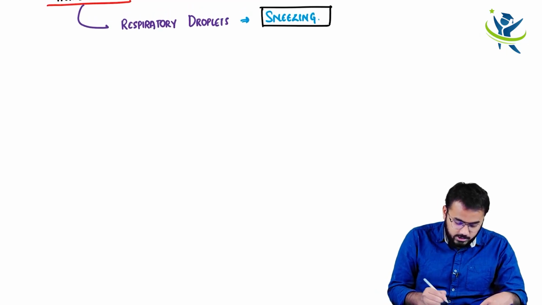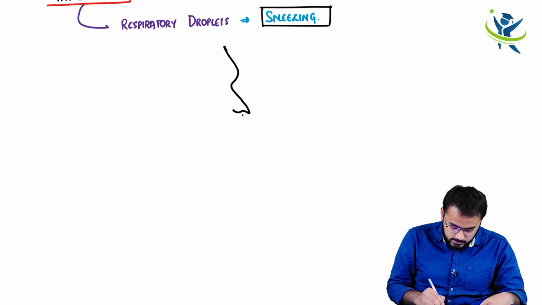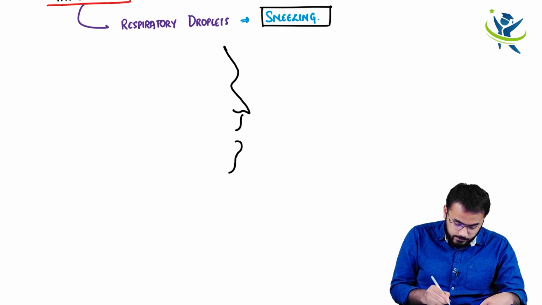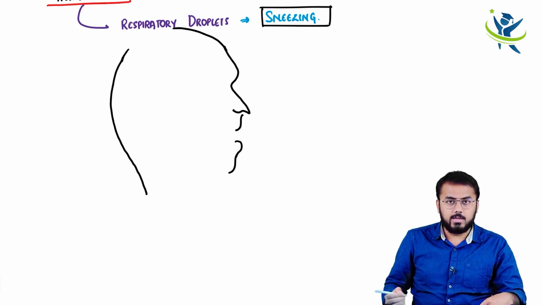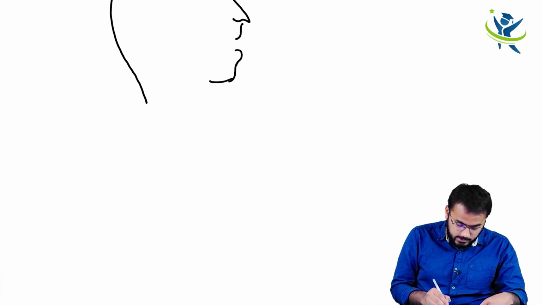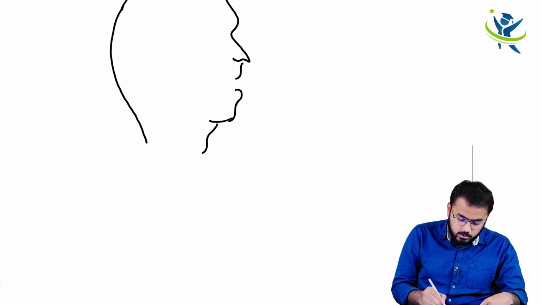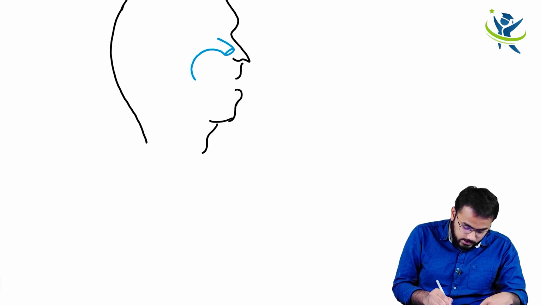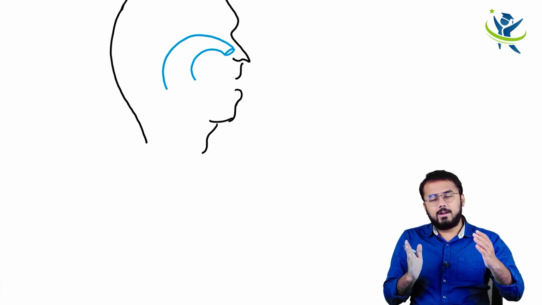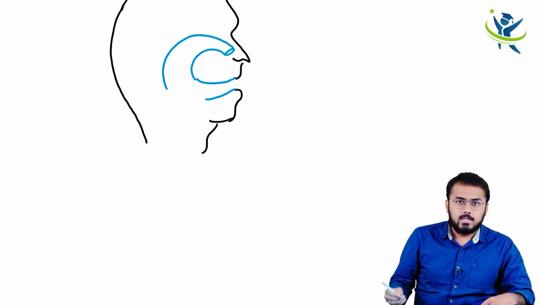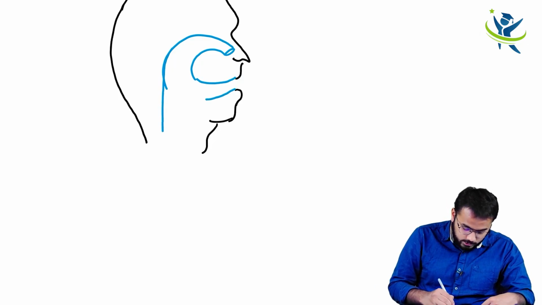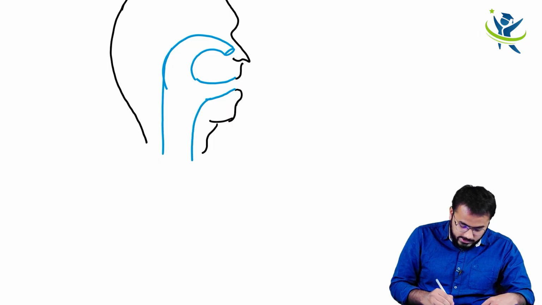So let me draw the lateral surface of the face and explain how the disease pathogenesis happens. This will be the lateral surface of the patient's face, and as I go below, this is the patient's nasopharynx. I'm drawing it a little wide because I have to draw some cells there. And this is the patient's oropharynx. The nasopharynx and the oropharynx together join and form the laryngopharynx.